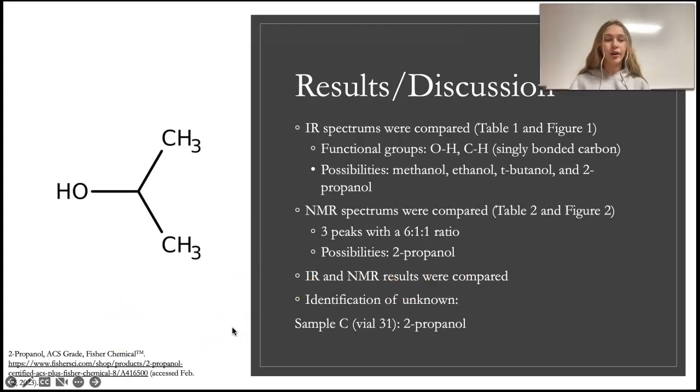So again, for the IR, Table 1 and Figure 1 were compared. The functional groups that I had in my spectra were OH and a CH single bonded carbon. So the possibilities in correspondence to Table 1 were methanol, ethanol, t-butanol, and 2-propanol. Again, that was not enough information to determine the compound, so I went to my NMR, where Table 2 and Figure 2 were compared. I had 3 peaks with a 6-to-1-to-1 ratio, and the only possibility that had that information was 2-propanol, which was also in my IR. So therefore, I know that the identified compound was 2-propanol.